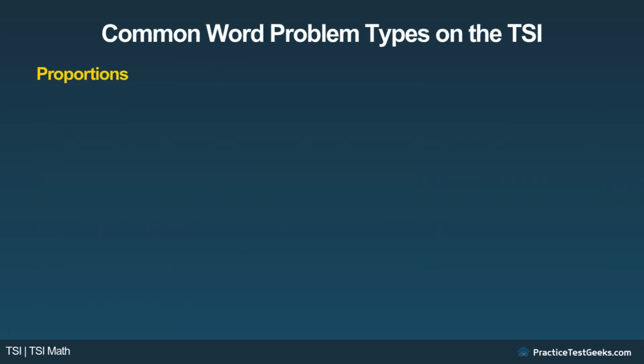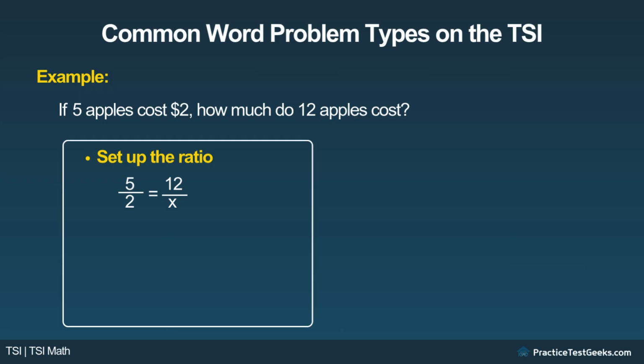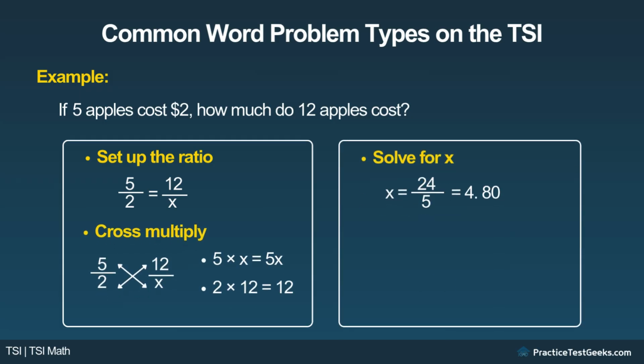Proportions. Set up a ratio and solve with cross multiplication. Example. If 5 apples cost $2, how much do 12 apples cost? Set up the ratio. Cross multiply. Solve for x. Answer. 12 apples cost $4.80.